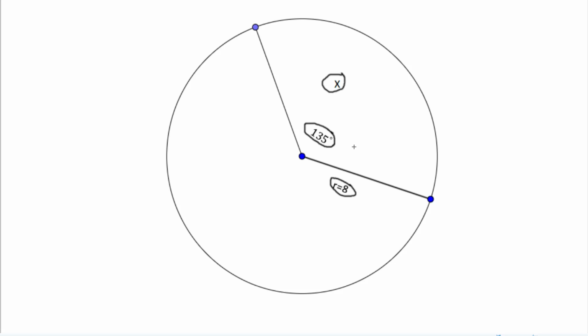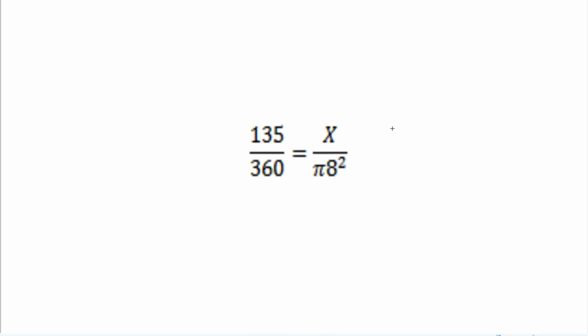If we put our values into the equation above, we will come out with this. 135 over 360 equals x over pi 8 squared. The central angle over 360 equals sector area over pi r squared. As you can see, we've replaced the central angle with 135, sector area with x, which we are trying to solve for, and the r with 8, which is the radius of the circle above.